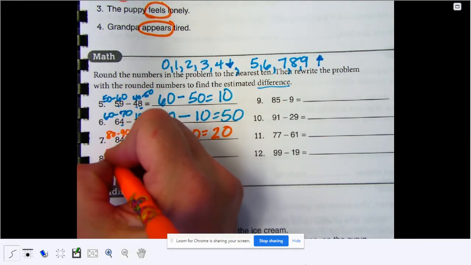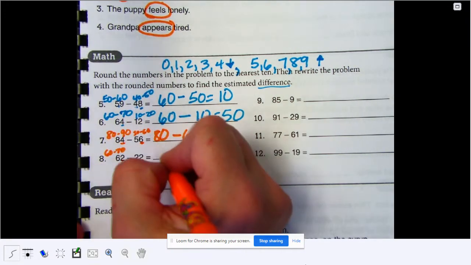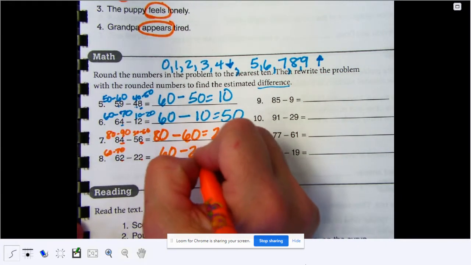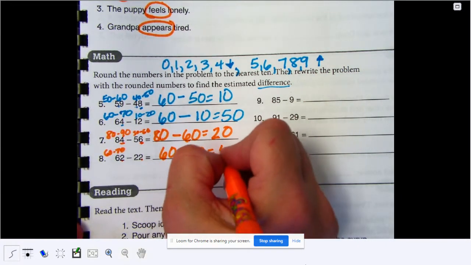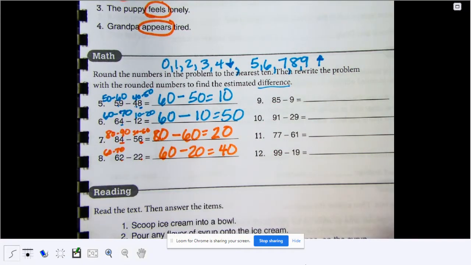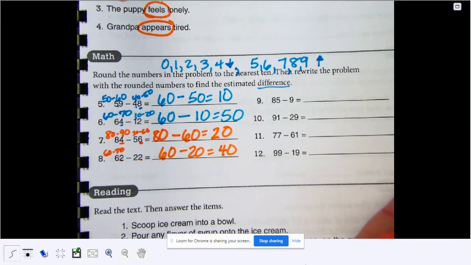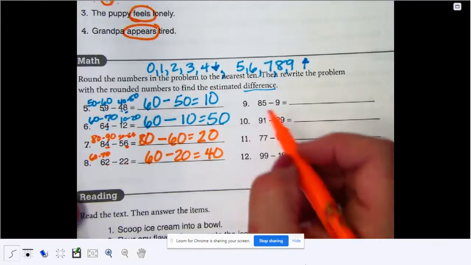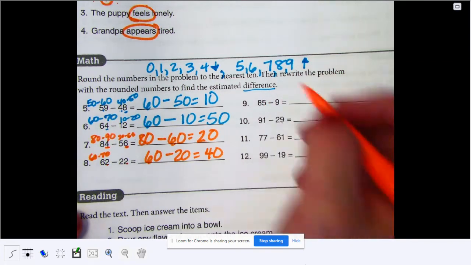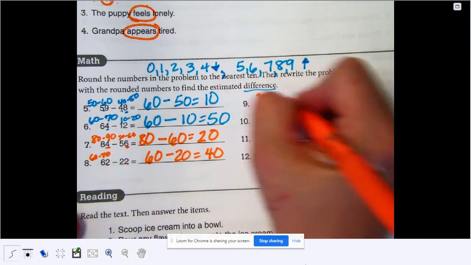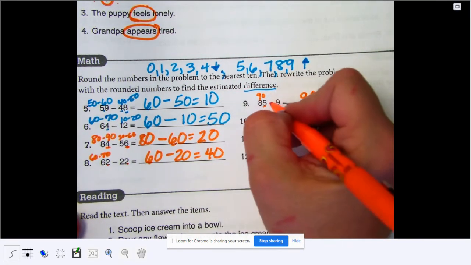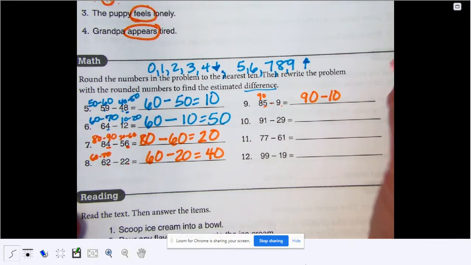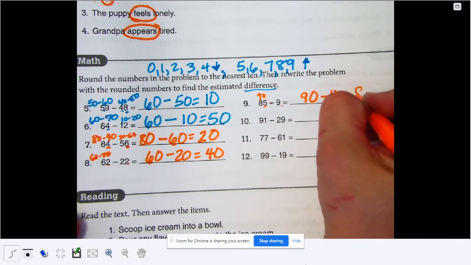Number 8, between 60 and 70. The 2 means it's closest to 60. The 2 in this one means it's closer to 20. So 60 minus 20 equals 40. Okay. And then we're going to go to 85. 5 is closest to 90, so we're going to do 90. And then closest to 9 would be 10. So 90 minus 10 would be 80.